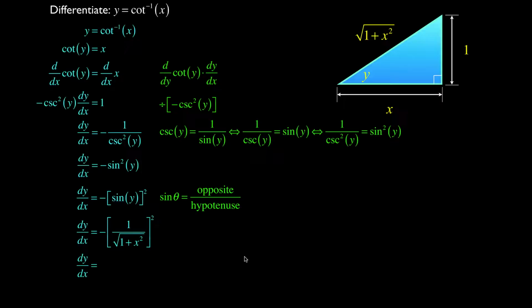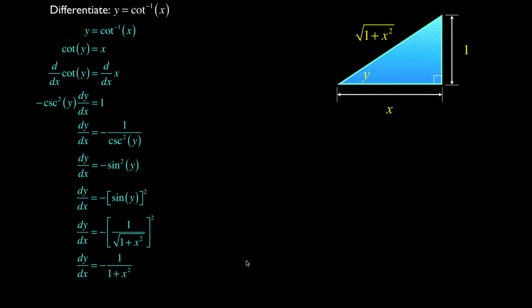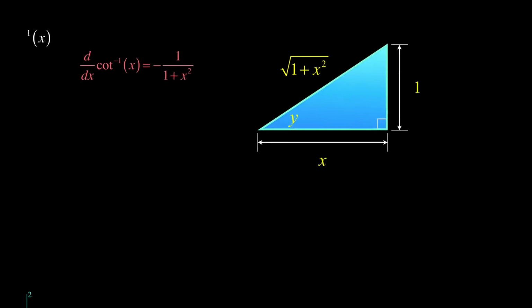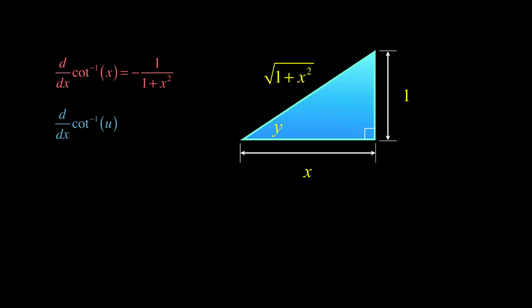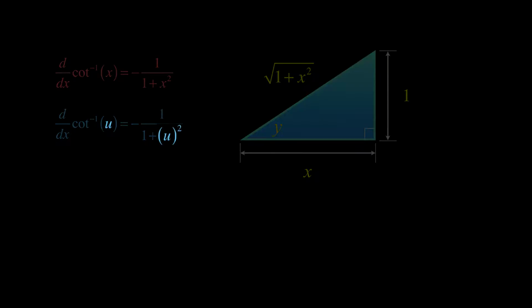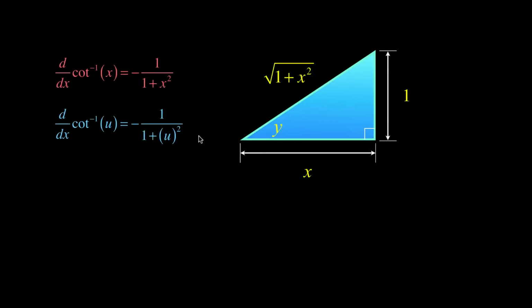Squaring the numerator will produce just a 1, and the denominator, squaring it, removes the square root. So I actually have just a nice clean expression that says the derivative of my cotangent inverse function is simply negative 1 over 1 plus x squared. Or in more general terms, we would say the derivative with respect to x of cotangent inverse of u, where u is some other function within the cotangent inverse function, I would get negative 1 over 1 plus that function squared times the derivative of that function.